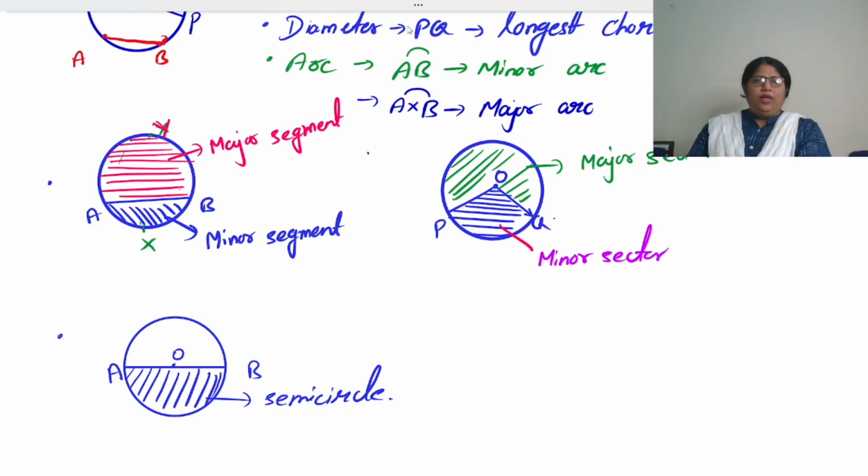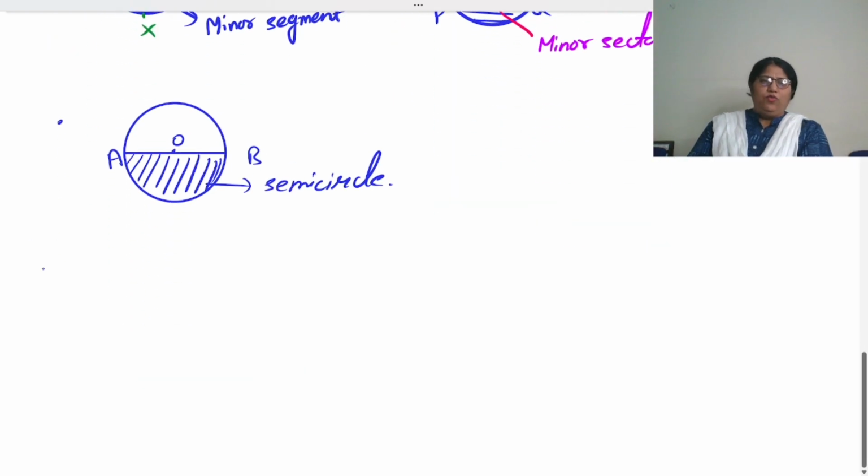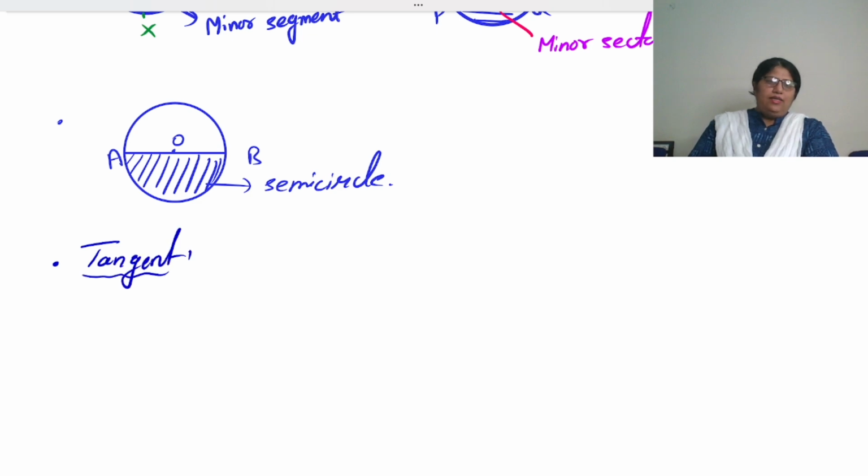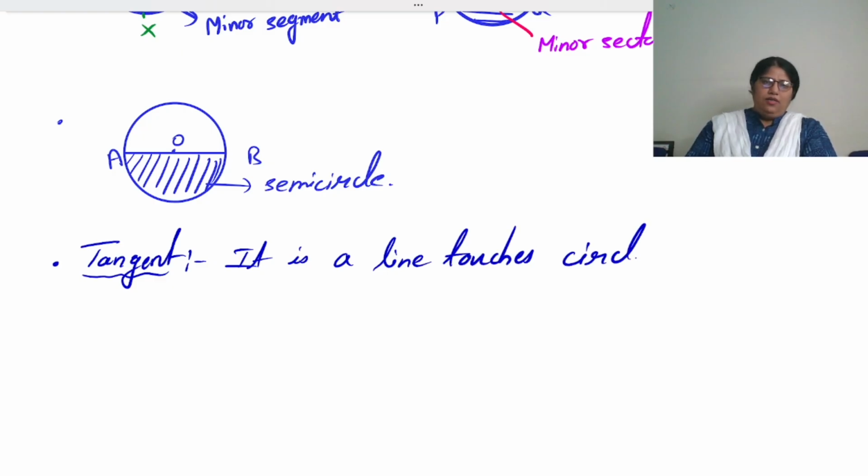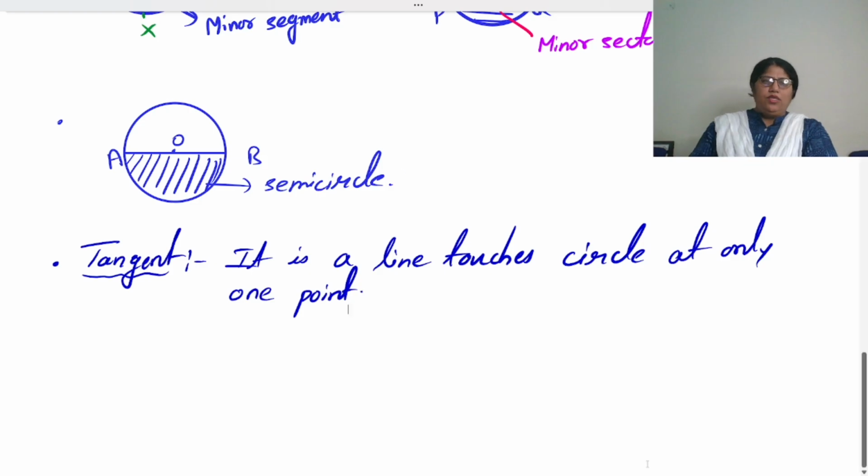Other than that, you are going to learn the tangent theorem, right? Before we take the theorem based on a tangent of a circle, first you should know the meaning of a tangent. A tangent is a line segment, or it's a line, a line that touches the circle at only one point. What does this mean? If you draw the figure, you will understand the meaning of tangent.